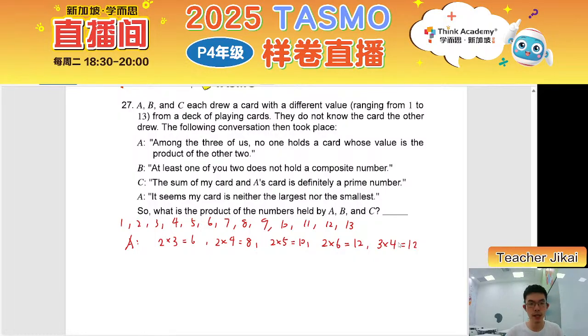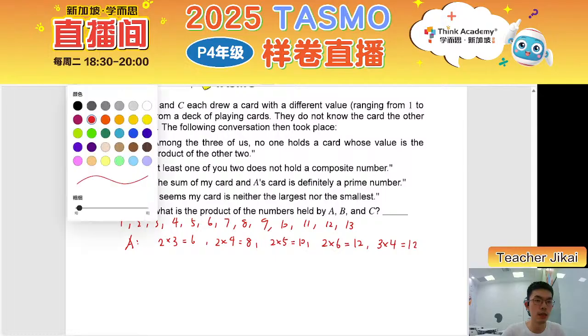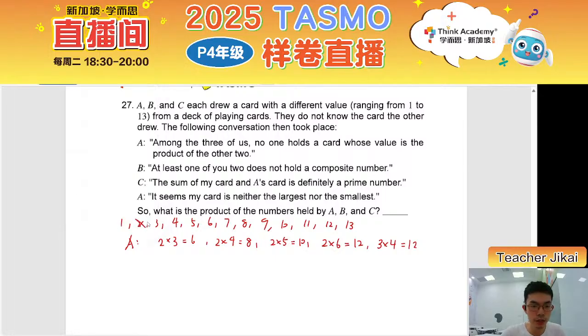So it means A here is not 2, not 3, not 6, not 10, and so on. All the numbers that appeared in those equations will not be the number held by A. So you can just cross 2, 3, 4, 5, and 8, 10, 12 out of it. 6 is also out. So A has a possible number of 1, 7, 9, 11, and 13. A's possible number should be like this. So we know about A here.